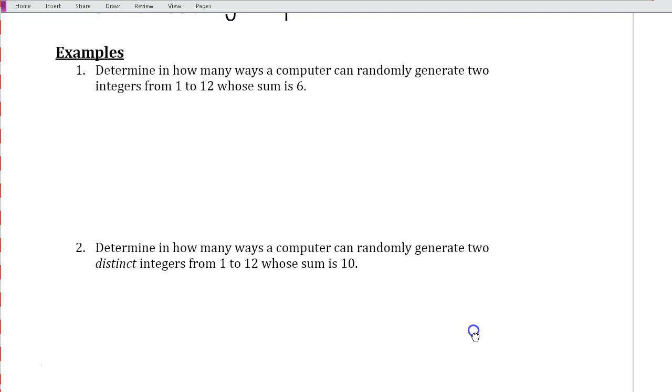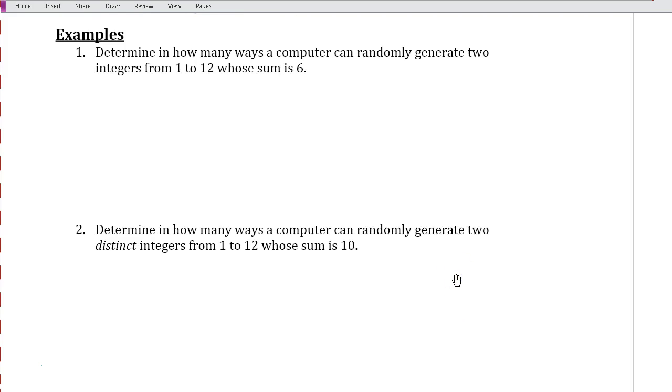So for my first example here, we want to determine in how many ways a computer can randomly generate two integers from 1 to 12 whose sum is 6. So we have to pick two numbers: our first number and our second number. Now for our first number, we could have 1, 2, 3, 4, or 5. We can't pick any numbers higher than 5 because then the sum with the second number would be larger than 6, and we want numbers whose sum is 6.